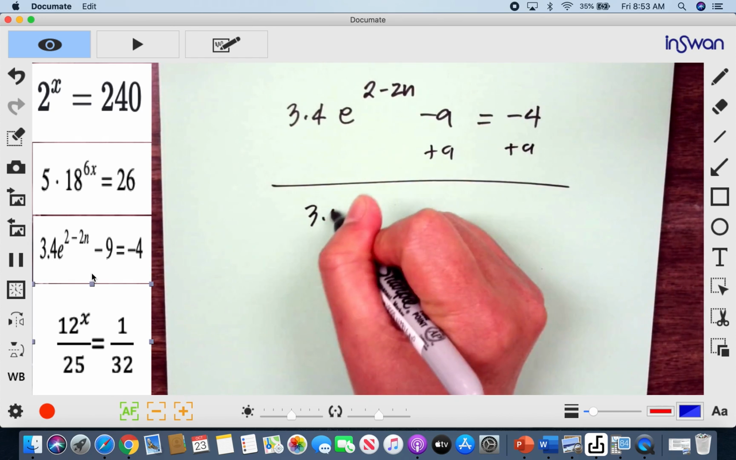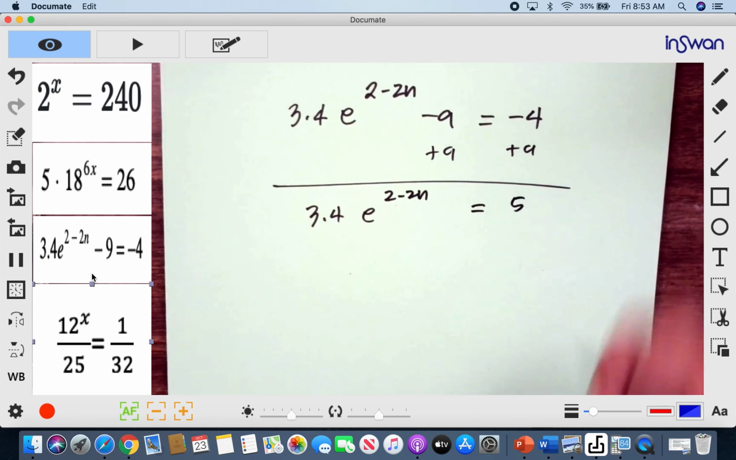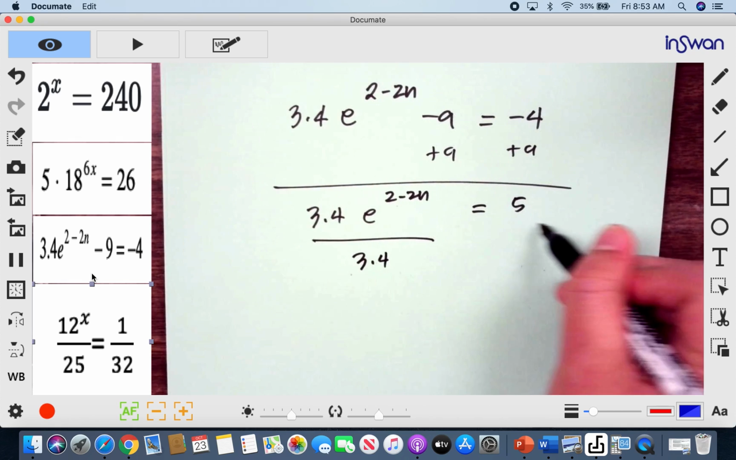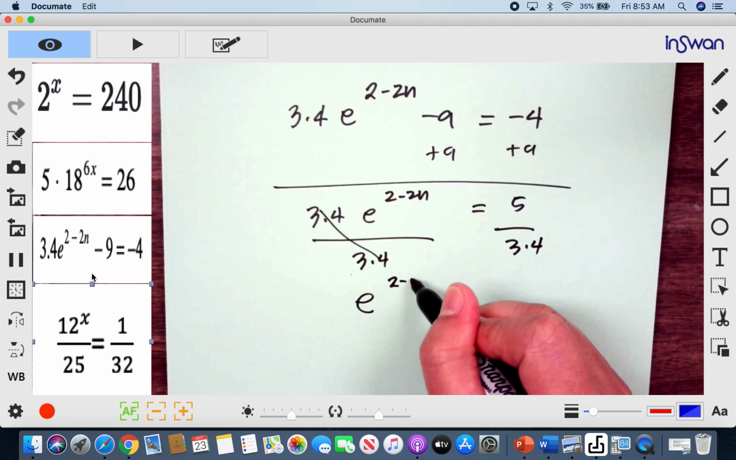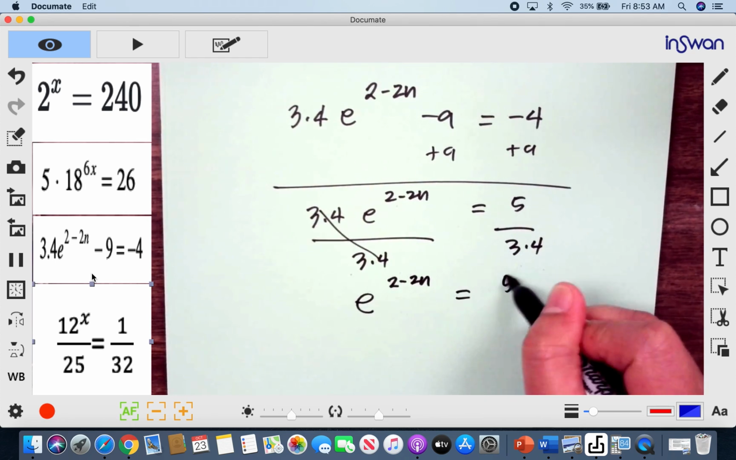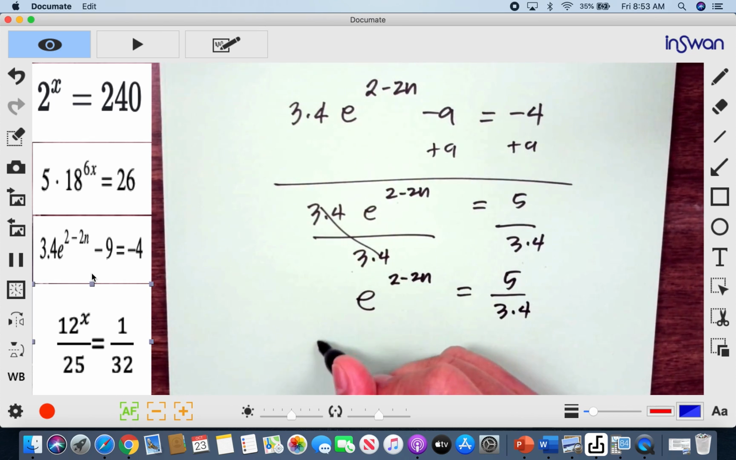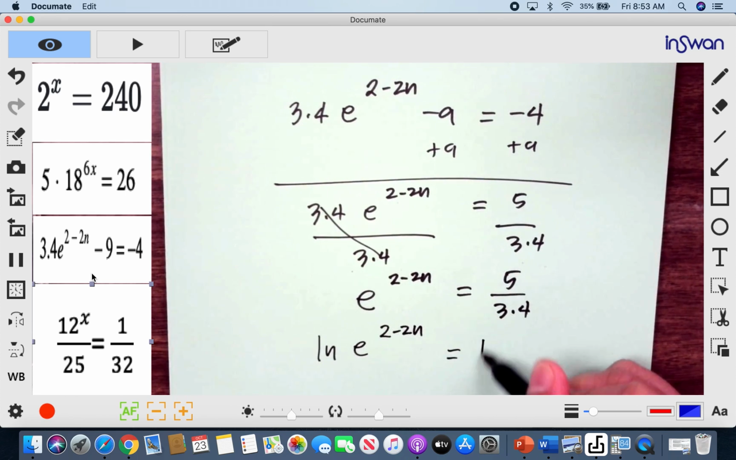So that's 3.4 e raised to 2 minus 2n is equal to 5. Okay? So the n term is still not isolated. There's still 3.4 here. So we will divide both sides of the equation by 3.4. And so you have e raised to 2 minus 2n equals 5 over 3.4. Now we can apply the natural logarithm of both sides of the equation. So that's ln e raised to 2 minus 2n equals ln 5 over 3.4.